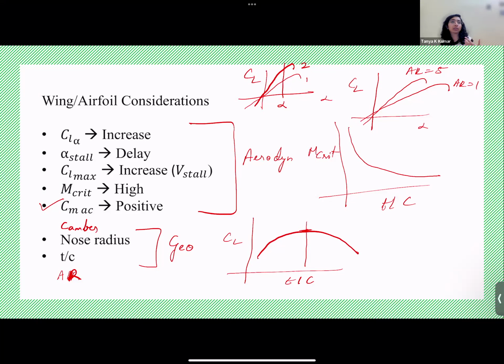For a symmetric airfoil, CMAC is 0, right? For a positively cambered airfoil, the CMAC is negative. And how do we get a positive CMAC? Reflex airfoils, exactly. A reflex airfoil is nothing but a positively cambered airfoil that has a slight upward curve towards the trailing edge. What it does is move the CP ahead or bring it to the AC, so then you have a positive CM.